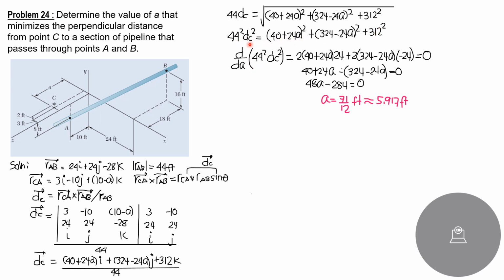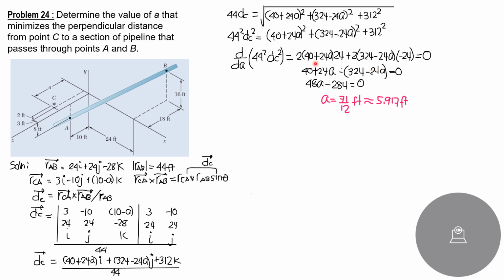Then we differentiate this d sub c with respect to a and equate to 0, because we're going to minimize d sub c with respect to a. So the derivative, power formula: 2 times quantity (40 plus 24a), derivative of the inside is 24, plus 2 times quantity (324 minus 24a), derivative of the inside is negative 24, equals 0. Derivative of the constant 312 squared is 0, of course.